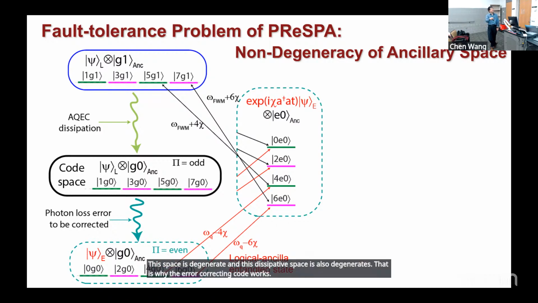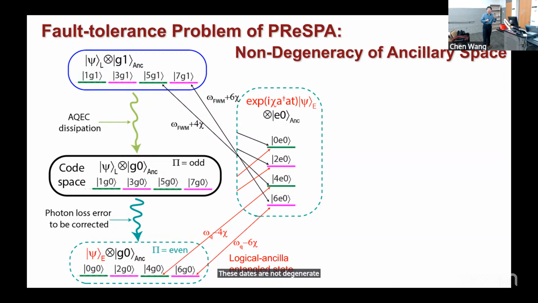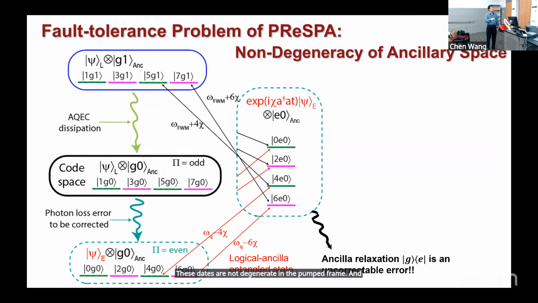But the issue is that the intermediate state, in between the two pumping combs, is an entangled state between the storage cavity of the 0, 2, 4, 6 photons with the ancilla excited state. And because of the dispersive shift, these states are not degenerate in the pumped frame. Therefore, if you have an ancilla decay, an ancilla T1 process decay from E to G, that is going to dephase your logical information because you don't preserve the frequency degeneracy in the entirety of the pumping process.